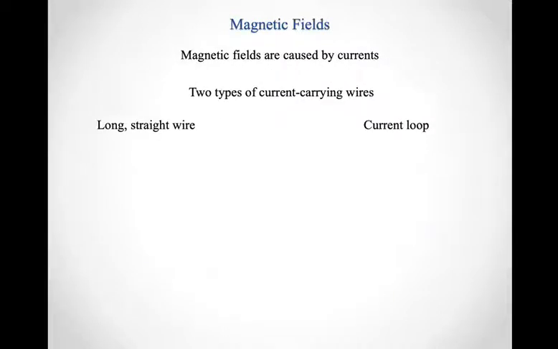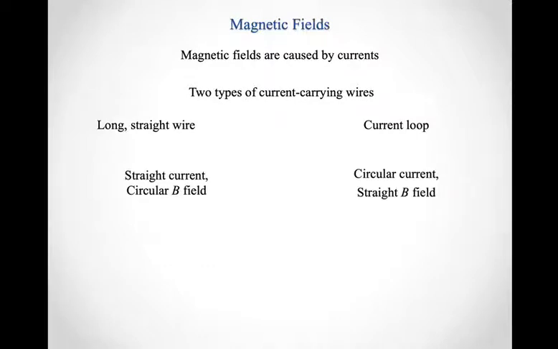So let's summarize. Again, we're going to focus on two types of current carrying wires for this class: an infinitely long straight wire and a current carrying loop. In both of them, something is straight and something circles. For the long straight wire, it's the current that's flowing straight along the wire and the magnetic field circles around the wire. For the current loop, it's the current that's now circling, and so we can think of the magnetic field coming up through the center of that loop as what's now straight.